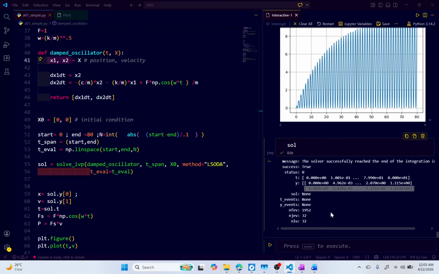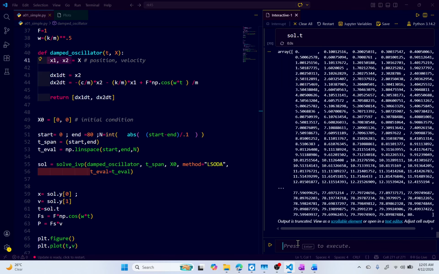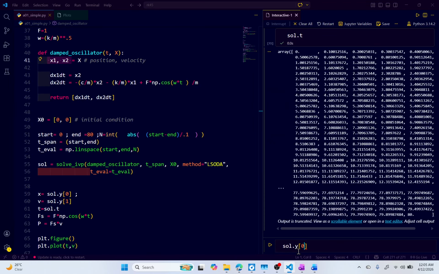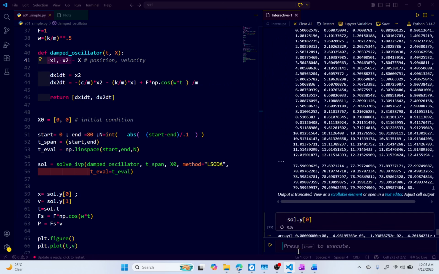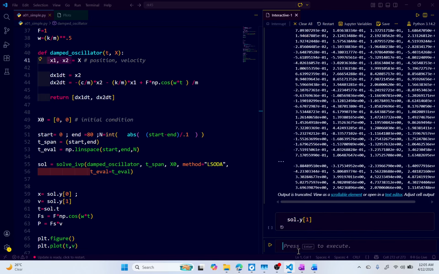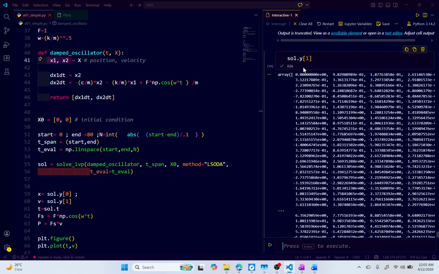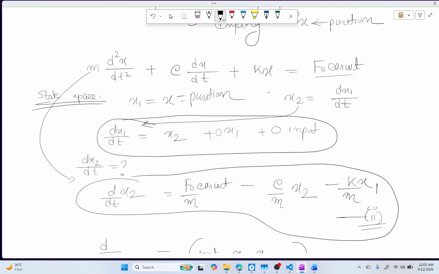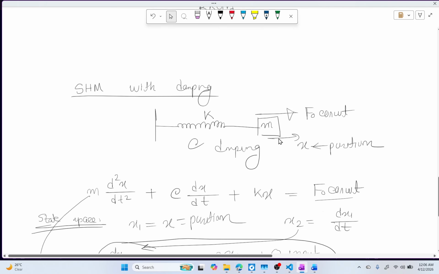So how to get access to the t? sol.t will give you the time, and if you write sol.y[0] then it will give you the values of x1, then sol.y[1] will give you the values of x2. Okay, so you have obtained x1 and x2, but what is x1? X1 is basically the position, right? So this is the position of this block.